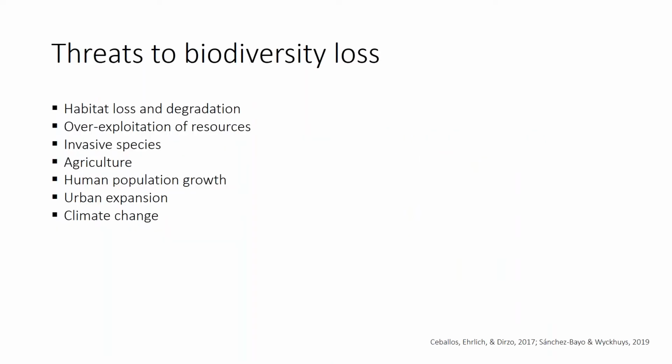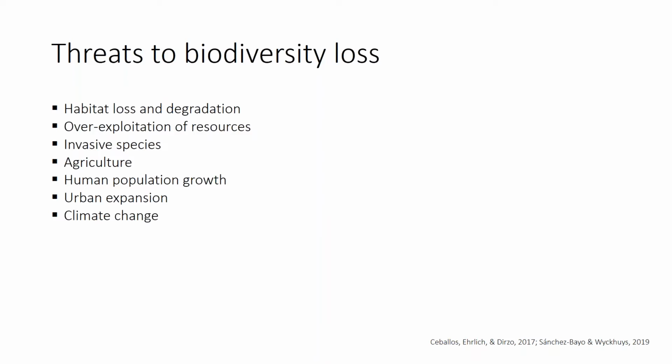So what exactly is the problem? These are some of the biggest threats to biodiversity loss across the world. In Australia particularly, habitat loss and deforestation is a particularly big problem. Australia has one of the highest rates of deforestation in the world. And we also have one of the highest rates of mammal extinction in the world. So biodiversity loss is a big problem here as much as it is for other countries.